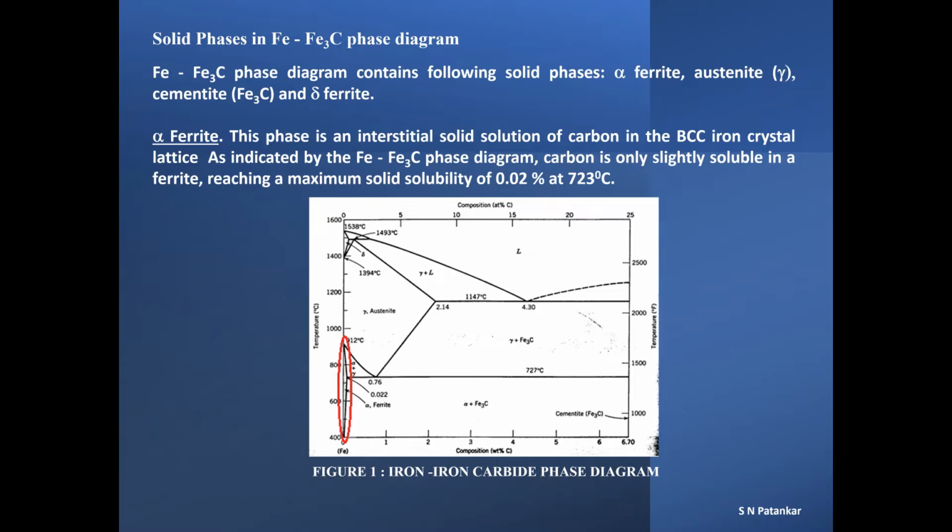The first phase we consider is the alpha ferrite phase. The alpha ferrite phase region, circled in red in the phase diagram, is a very tiny region that occurs in the lower portion along the temperature axis in the extreme left of the phase diagram. Alpha ferrite phase is an interstitial solid solution of carbon in the body-centered cubic iron crystal lattice. As indicated by the iron-iron carbide phase diagram, carbon is only slightly soluble in alpha ferrite, reaching a maximum solid solubility value of 0.02% at 723 degrees C.